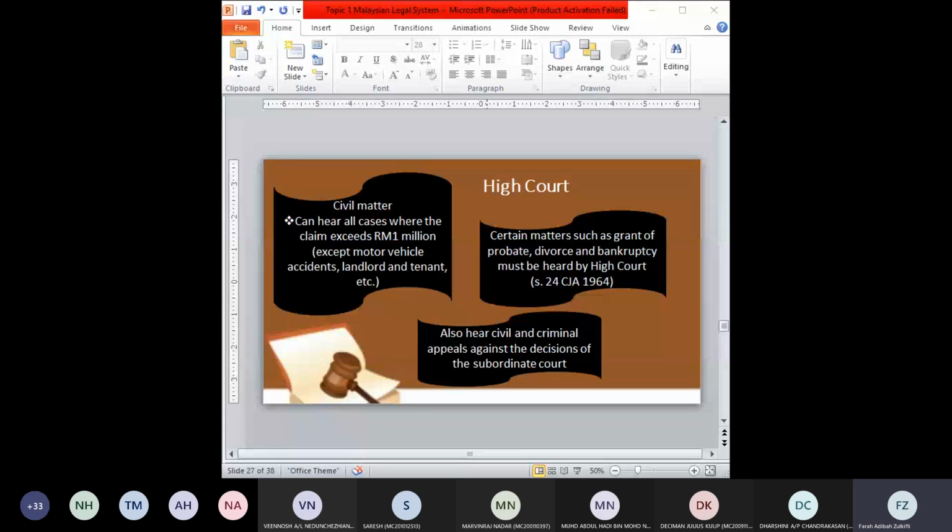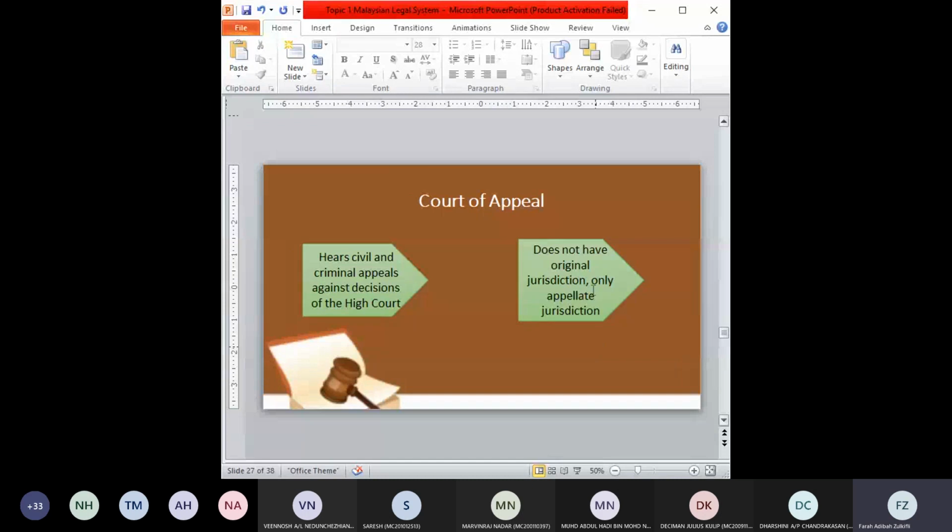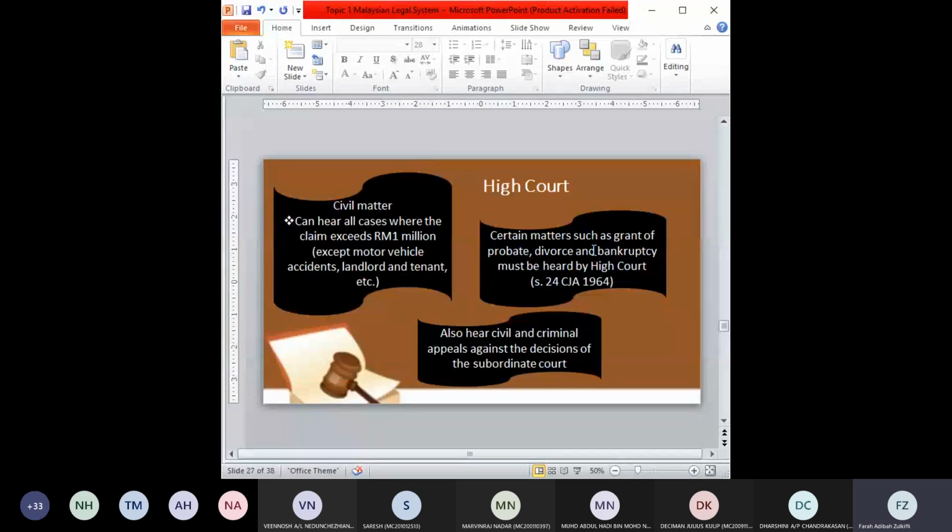If you see the court of 1 MDB, the case is heard there because the case involves the transfer of 42 million ringgit. So it is obviously more than 1 million. So it will be heard by the High Court. If the amount of money is more than 1 million, it doesn't matter how much it is, billions, trillions, it will be heard by the High Court.